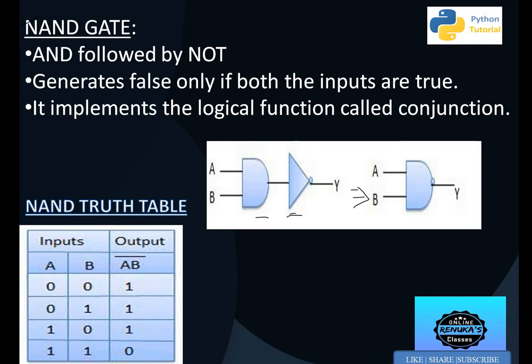So it says NAND gate, if 0 0 input then 1, because it is AB complement. AB is AND of A and B, and after that NOT is complement. So whatever will be the value of AB: for 0 0 it is 0, 0 1 it is 0, 1 0 it is 0, 1 1 it is 1, because it is saying AB.